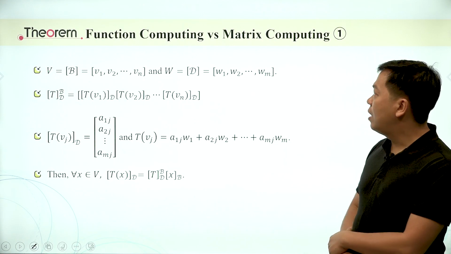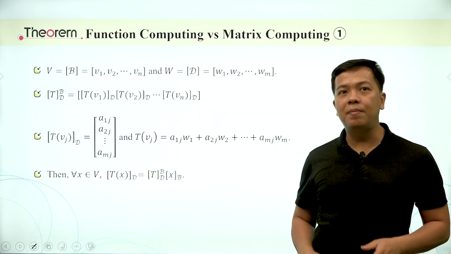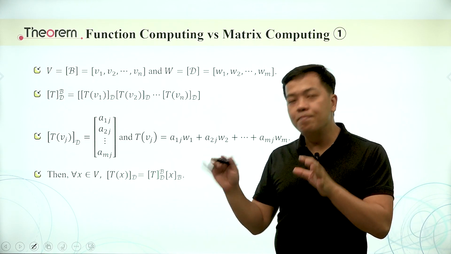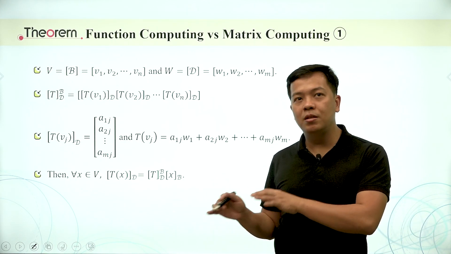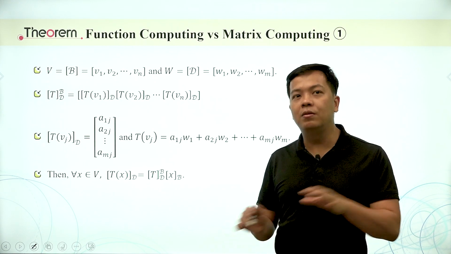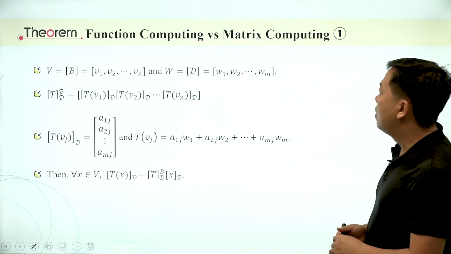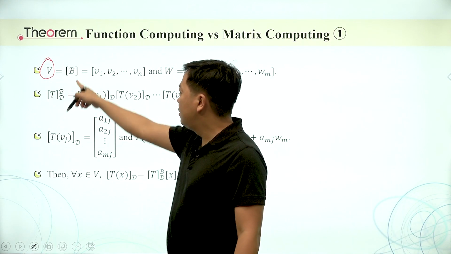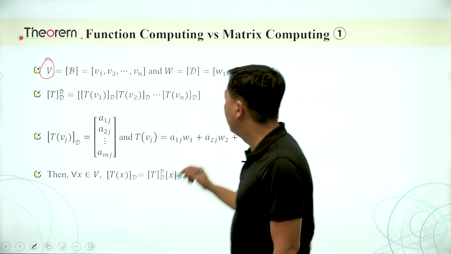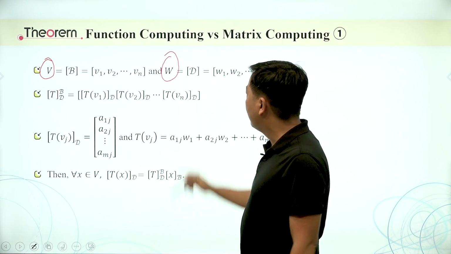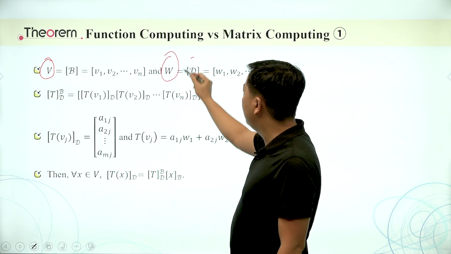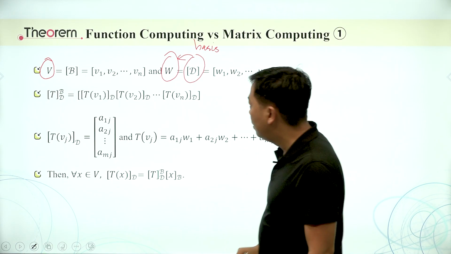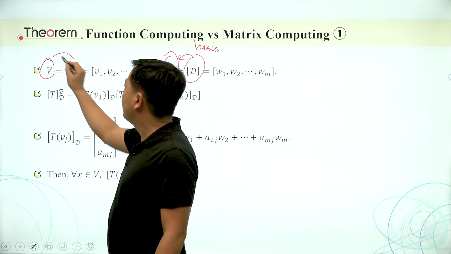So what about the other new concept called function computing and matrix computing. Computing just means you multiply or you add or you subtract. Over here we have two vectors, V and its basis. B is just basis, and we have a vector W, and D is its basis.